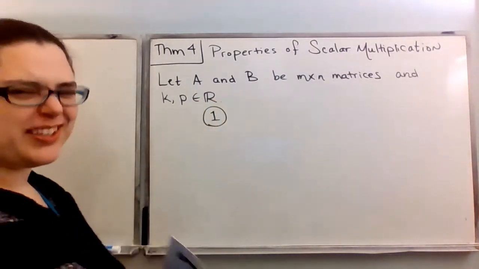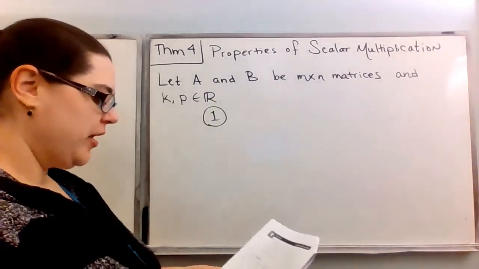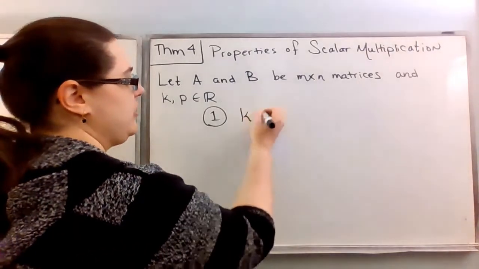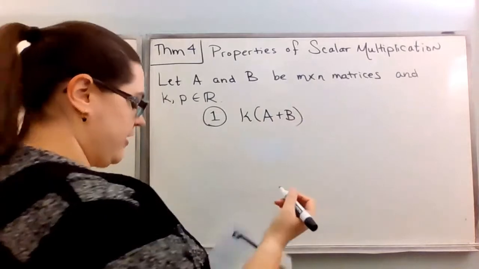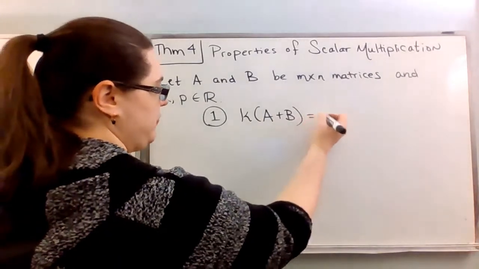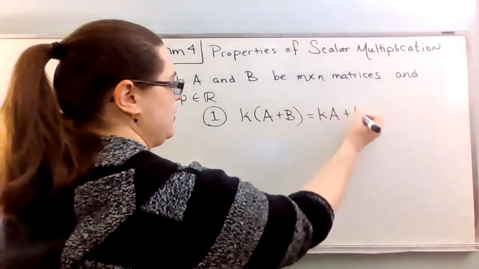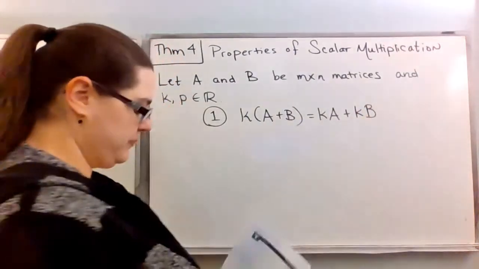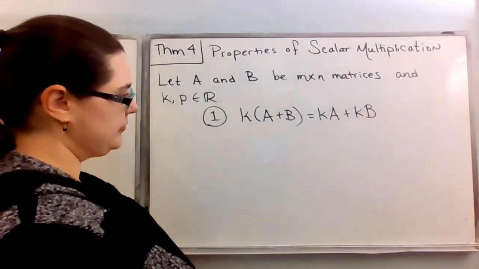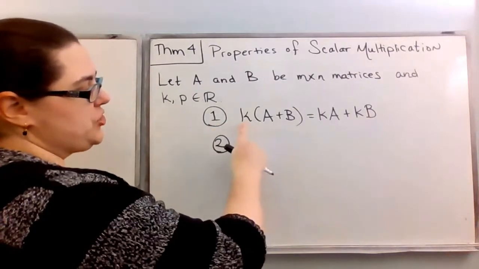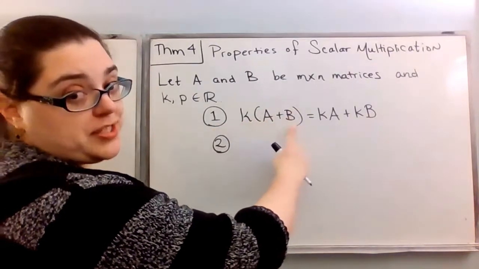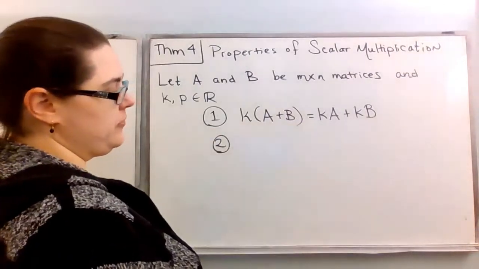So our first property is going to be kind of like a distributive property. We're going to say if I have K times (A plus B), then that's going to be the same as KA plus KB. Right, so I can distribute a scalar over matrix addition. That's what this is saying.